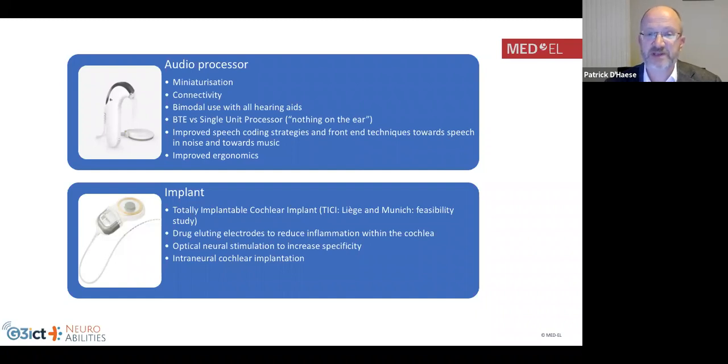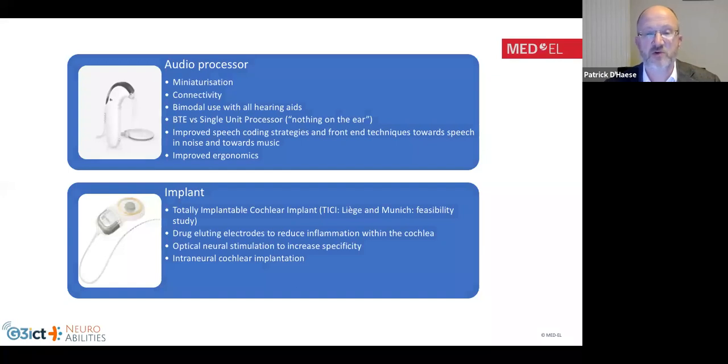Important is also that when the electrode is positioned within the cochlea, clearly, there's a risk that inflammation is caused, for example, within that cochlea. Now, that might mean a loss of residual hearing, which is still there. Innovation is looking also into how electrodes can be coated with pharmaceutical products, with drugs, so that you can stop or reduce inflammation.